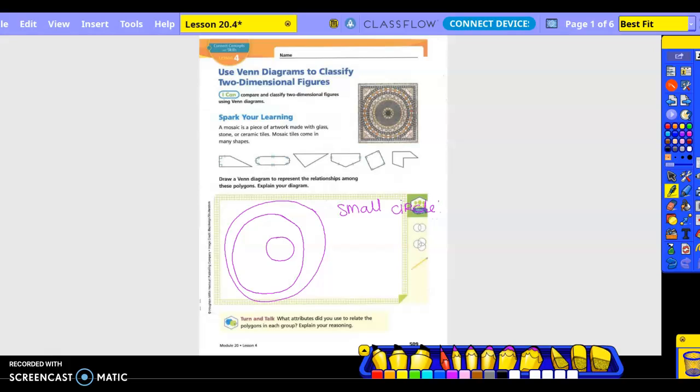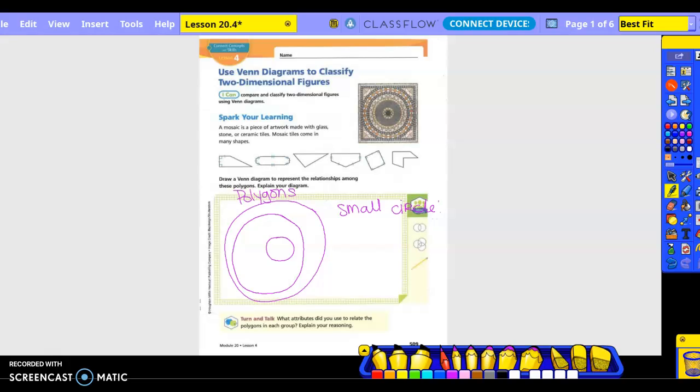For the small circle, you need to decide what it's going to represent. Then we'll say what the second circle represents and then what the third circle represents. So basically, all of these shapes are known as what? Polygons, right? So the overall thing for these circles all together, these are all polygons. So they're all some kind of shape. Now, what do we notice about some of these? They have congruent sides, some of them have right angles.